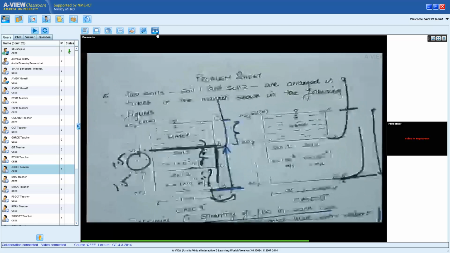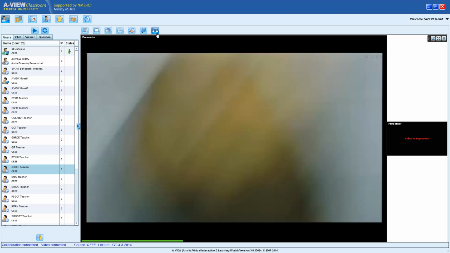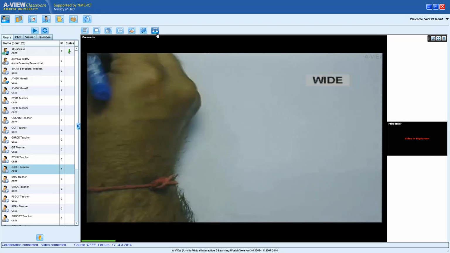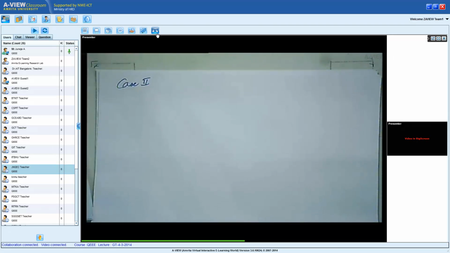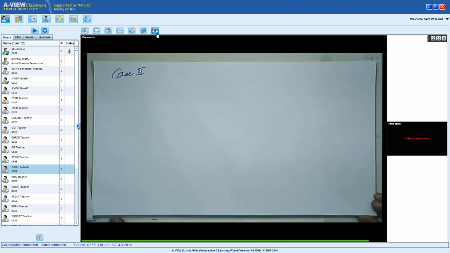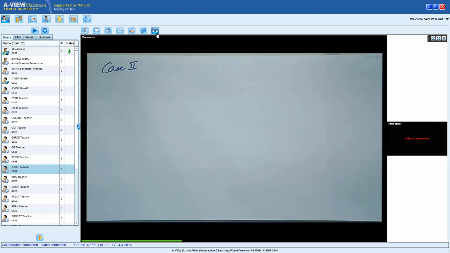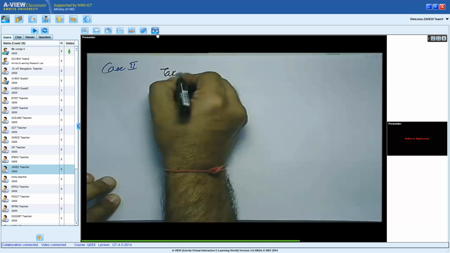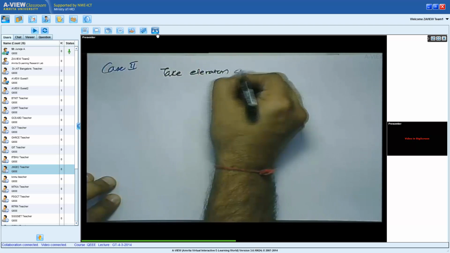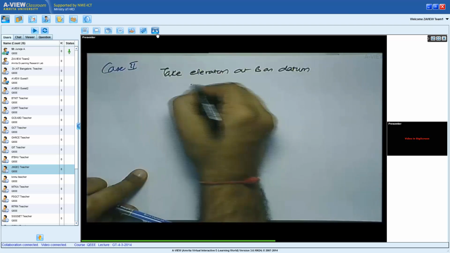So let's look at the case. Case 2. In case 2, just to put it in English, we are going to put the steps just the same as case 1. So take elevation at B as datum. So B as datum.